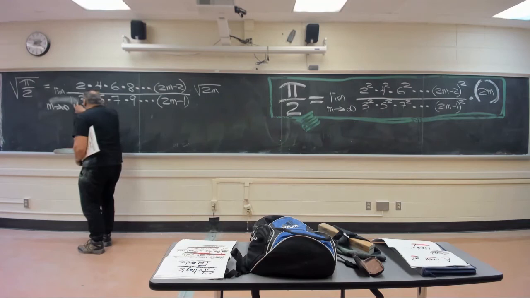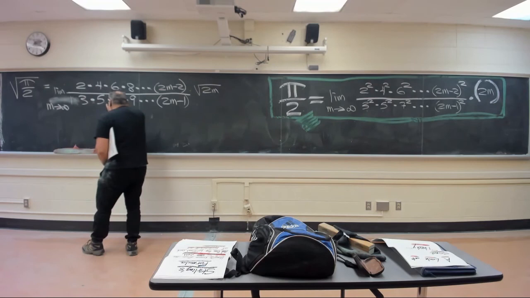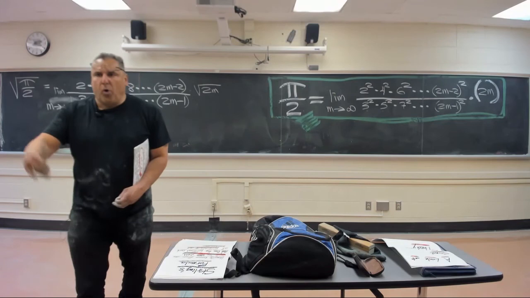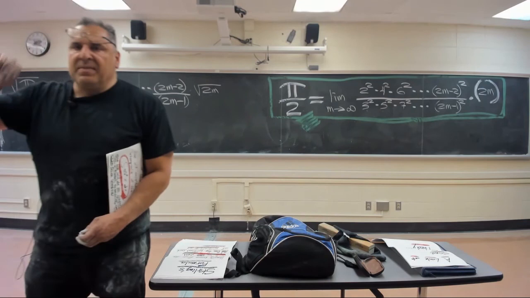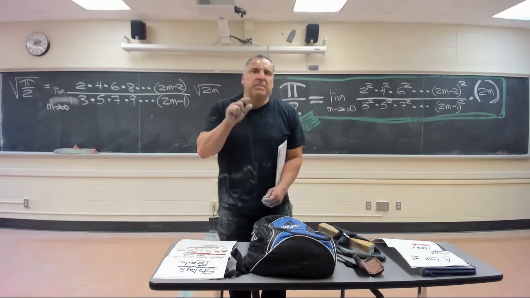A 2 right here, this is all multiplication taking place. A 2 between the 2 being multiplied, a 4 between the 2 being multiplied, a 6 between the 2 being multiplied, an 8 between the 2 being multiplied. What's going on here? I'm putting 2, 4, 6, 8, 10, 12, 14 in a product array in the denominator that was not there to begin with.